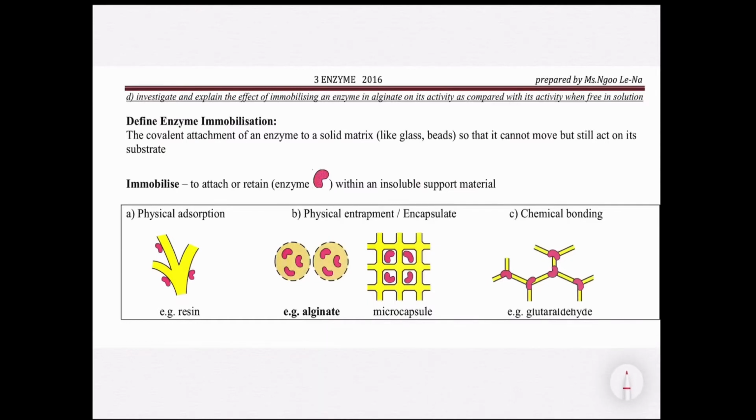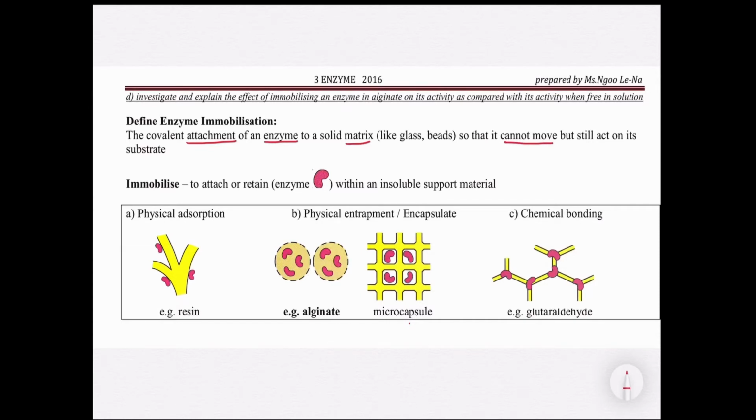For this video, I'm going to cover AS topic 3 on enzyme immobilization. So first thing, what is enzyme immobilization? It's a process where an enzyme is attached to a matrix that is most likely inert. So the enzyme cannot move, but it can still bind to substrate because the active site is still exposed.